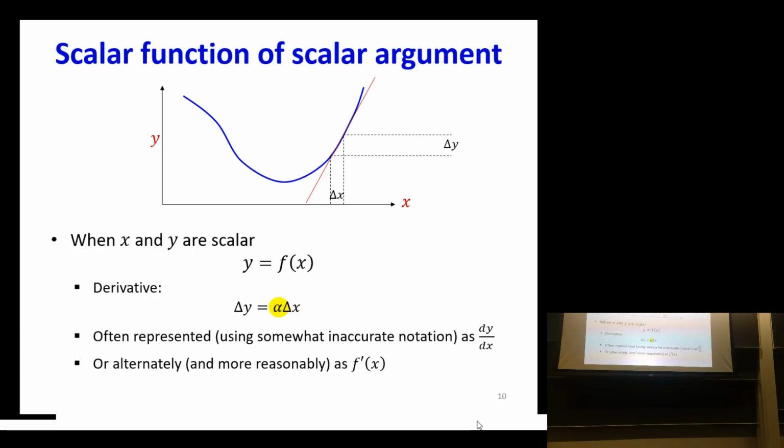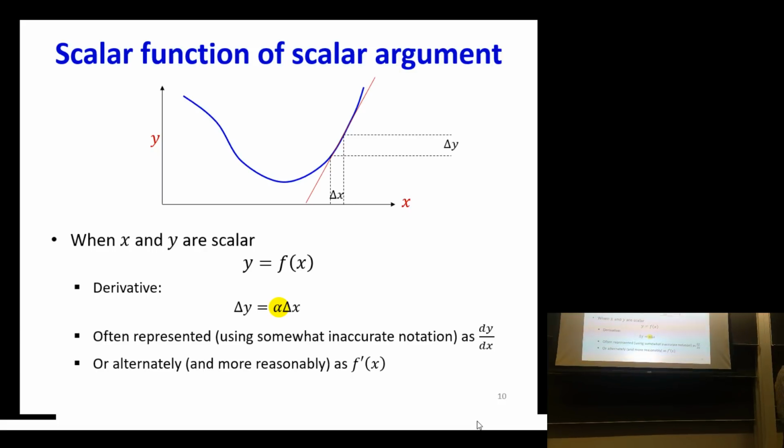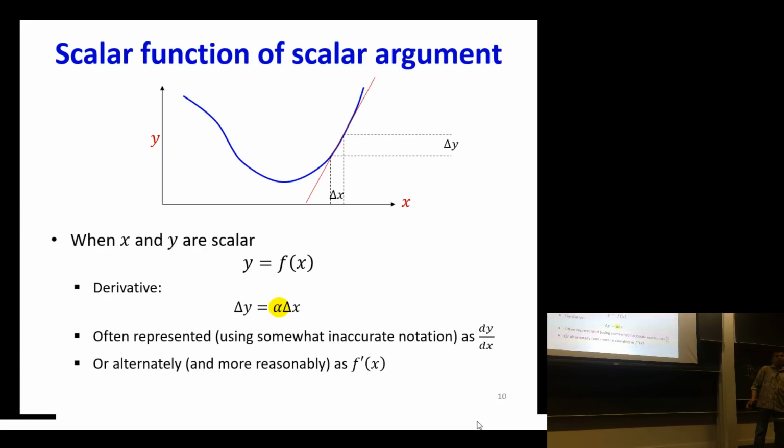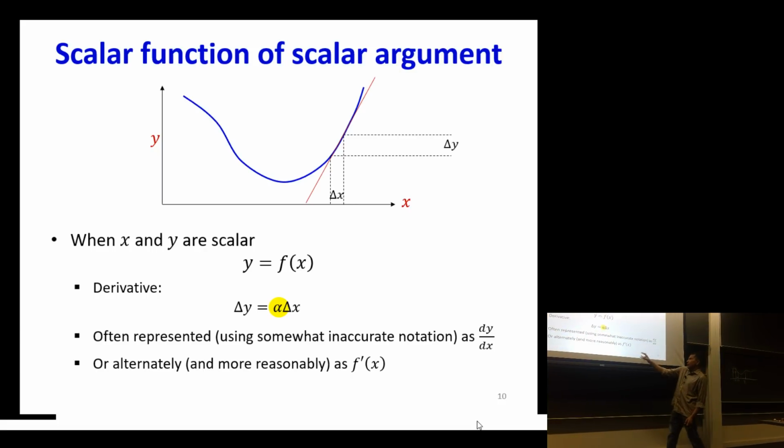That's a very poky representation, which causes a lot of confusion when you begin dealing with multivariate functions. But for scalar functions, it's perfectly fine. A more reasonable way of representing it is just saying f prime of x, where f of x is the relationship between y and x, right? Now this is for scalar functions of scalar variables.